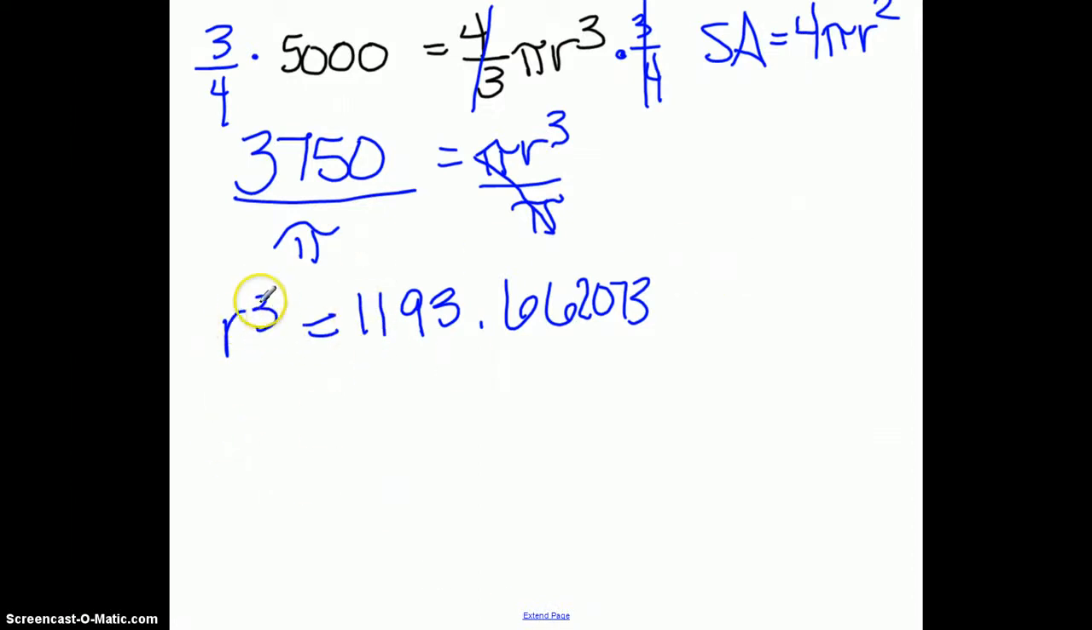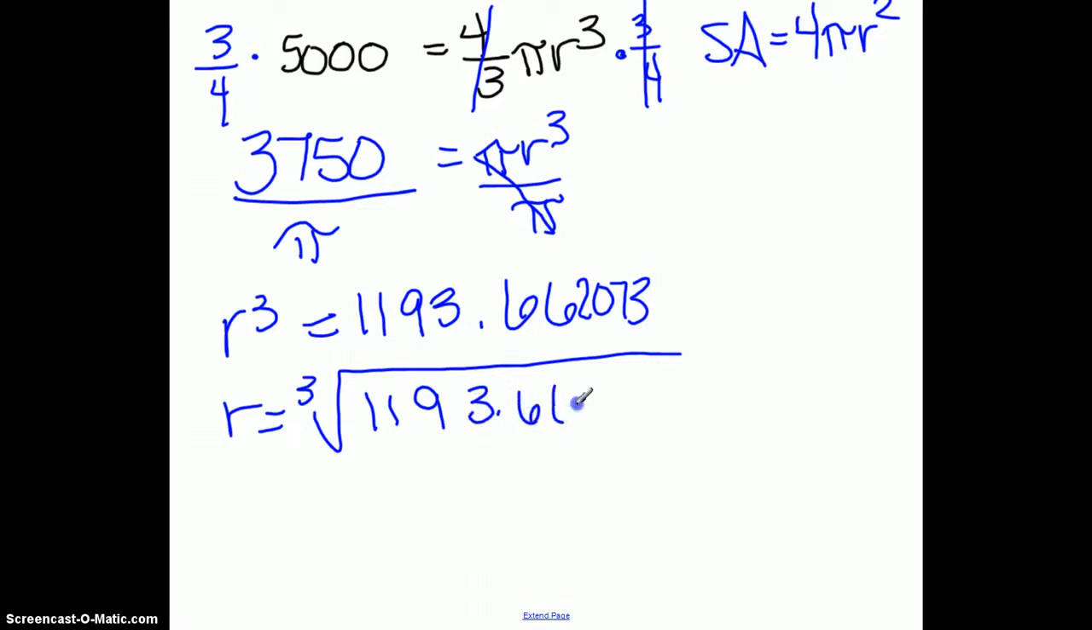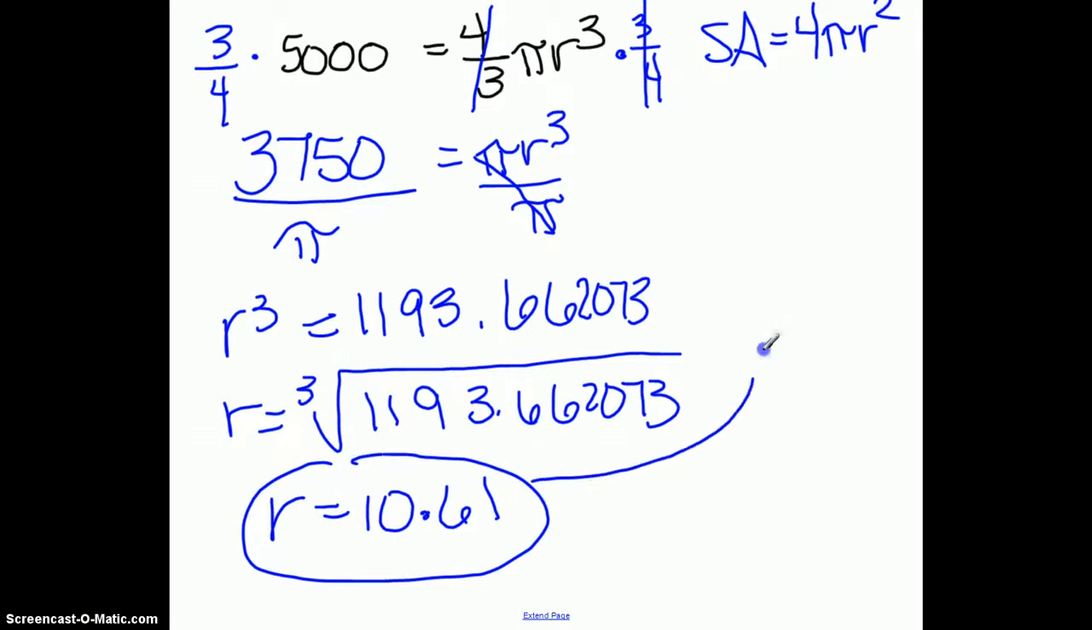So if I want to get r and this is cubed, that means I actually have to do the cube root of this number. So if I do the cube root, I'm going to end up with 10.61, just a rounded value for my radius. And then I can go back up here and plug this in.